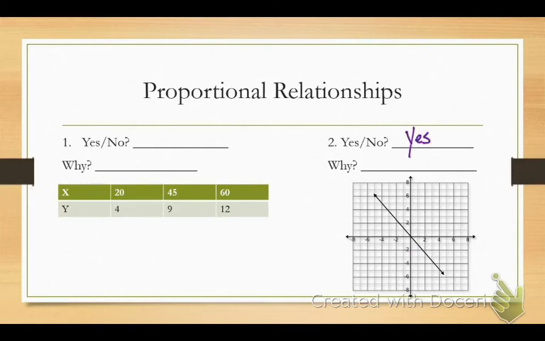You don't necessarily have to write anything on your desk, but this is going to be on your review video. It is proportional. Why? The line crosses the origin, or 0, 0, or passes through 0, 0. That's called the origin.